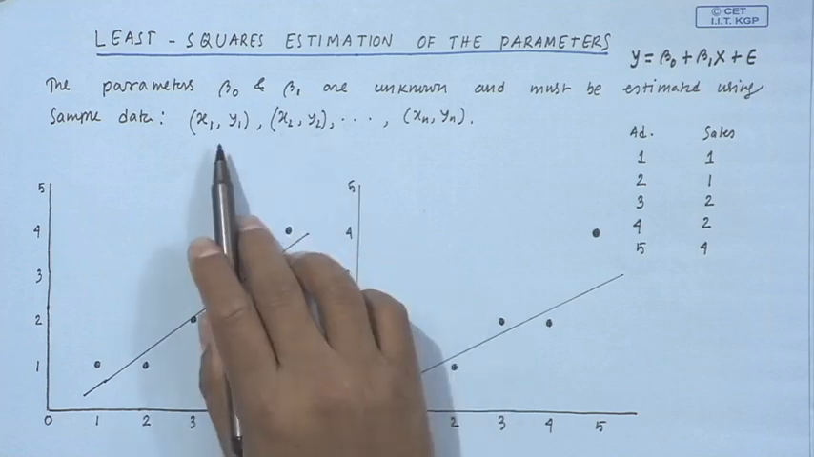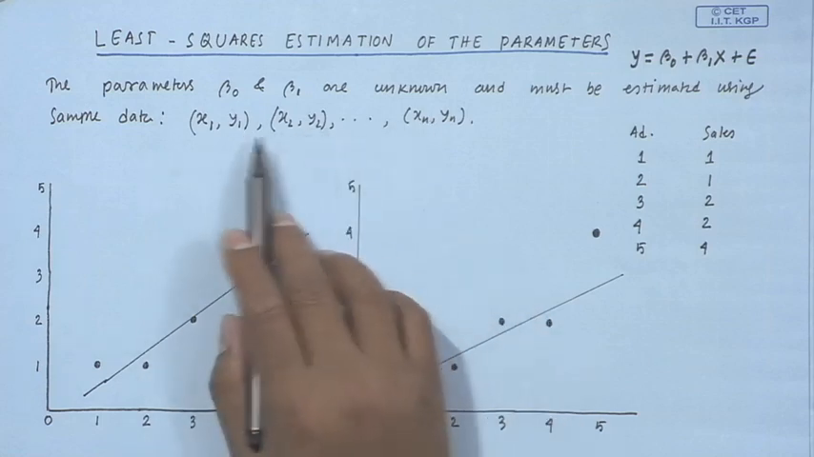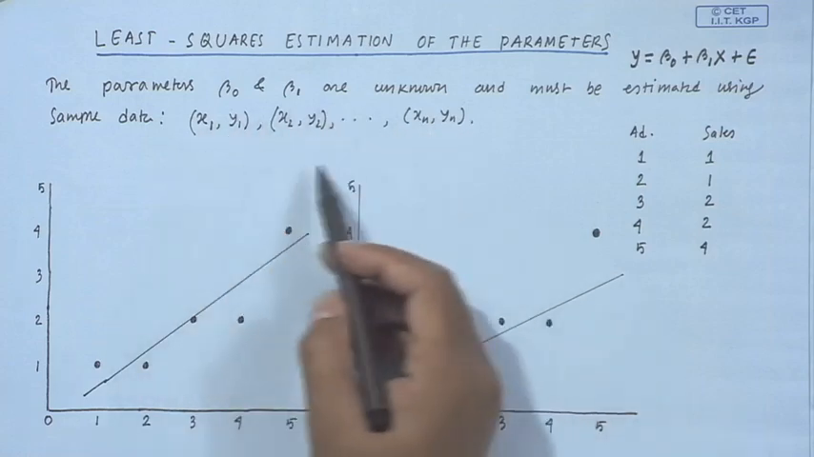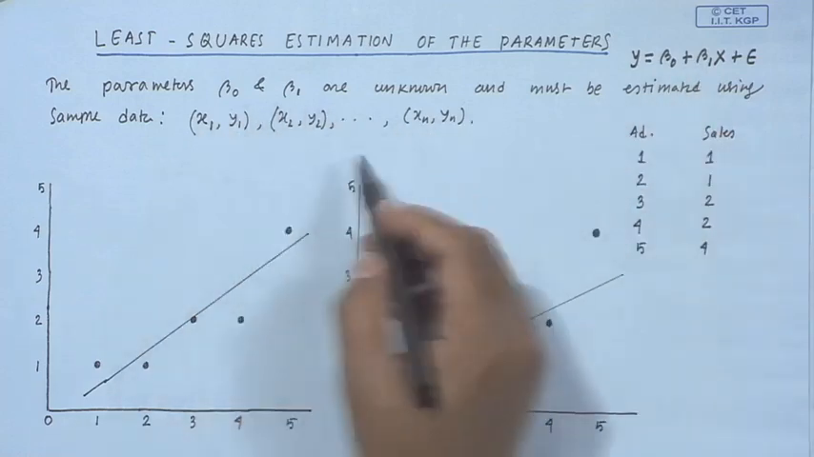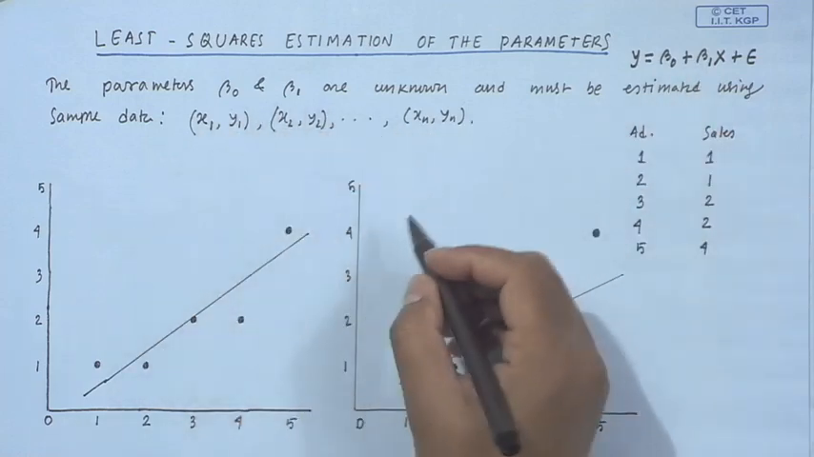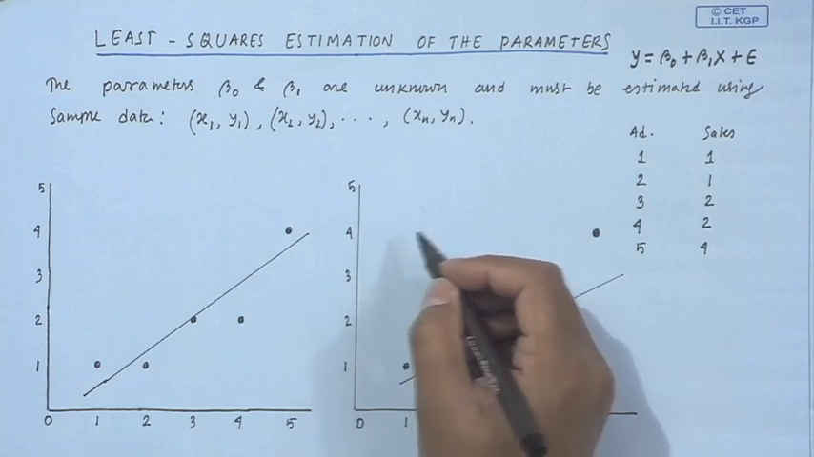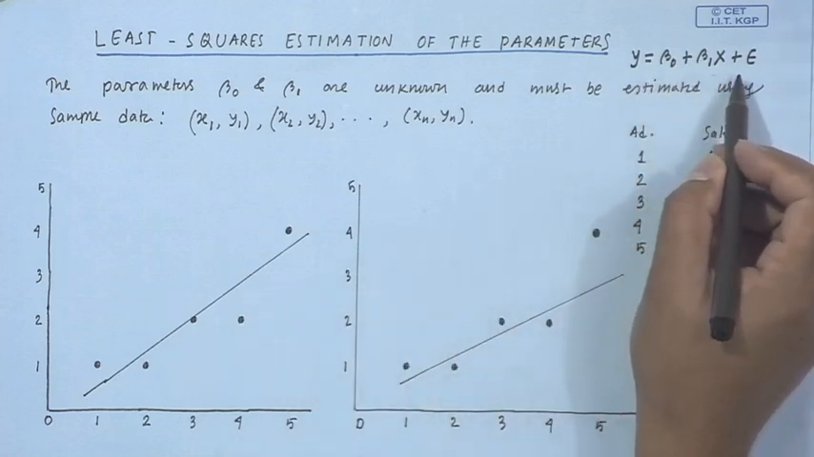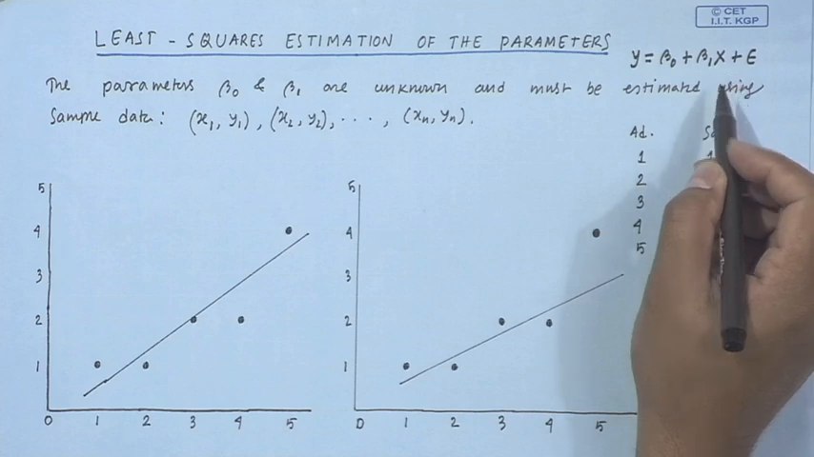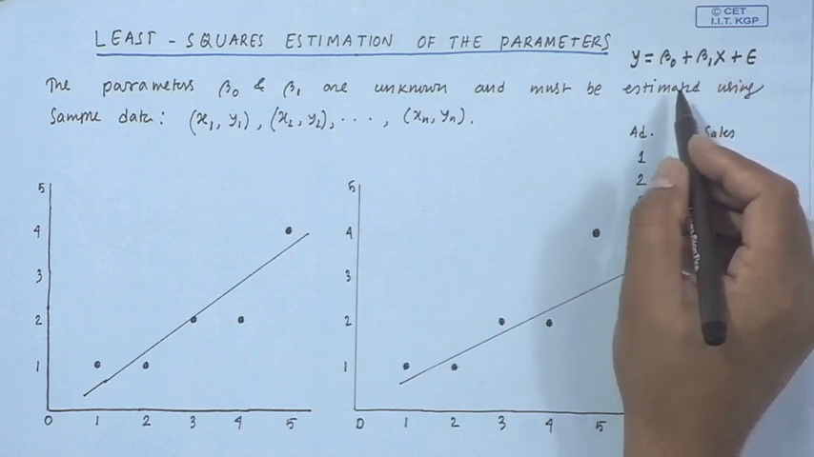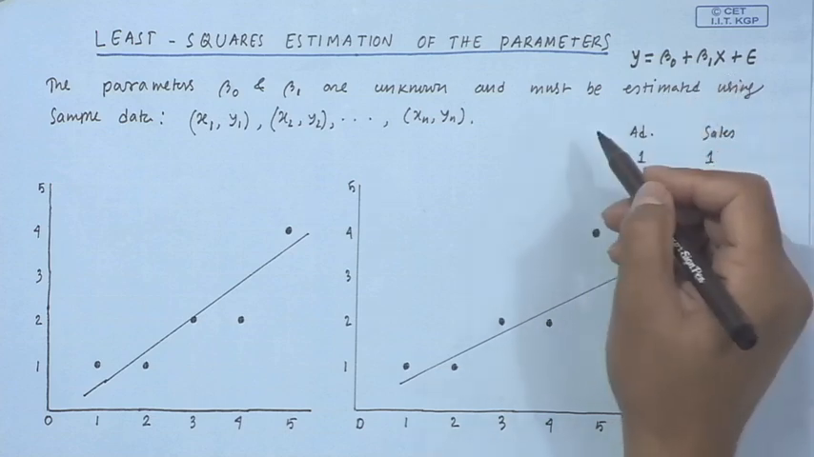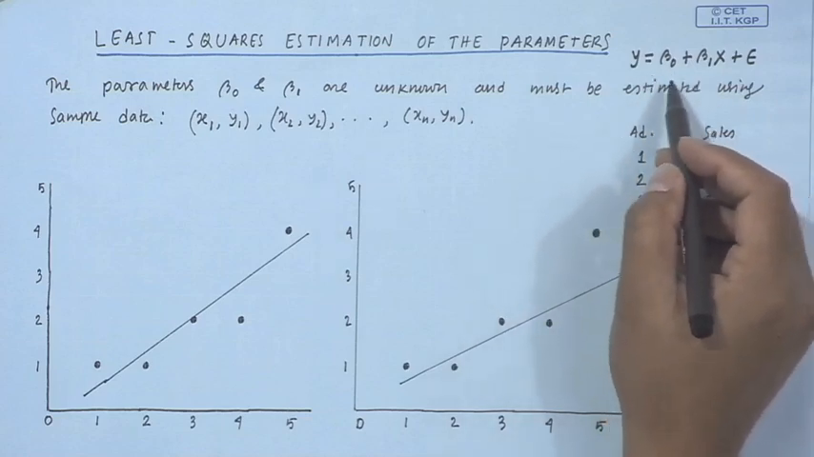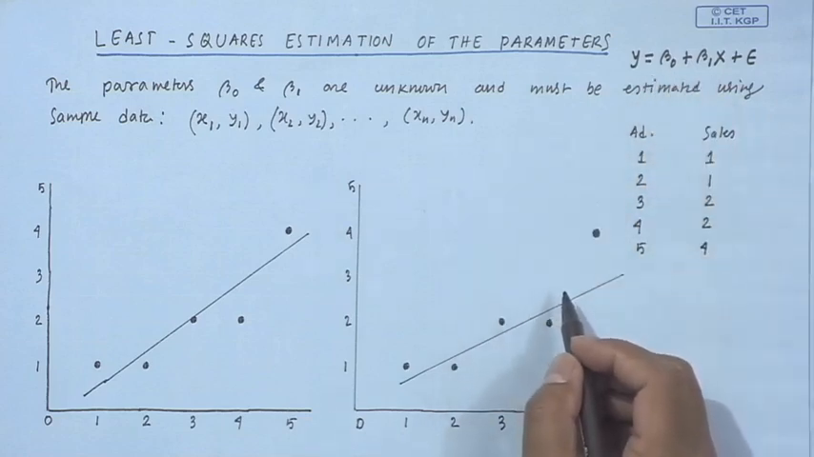So, what you are given is just a set of n observations, and if the scatter plot indicates that there is a linear relationship, you can go for a simple linear regression fit. And also in regression analysis, the starting point is generally fitting a linear model. Okay.